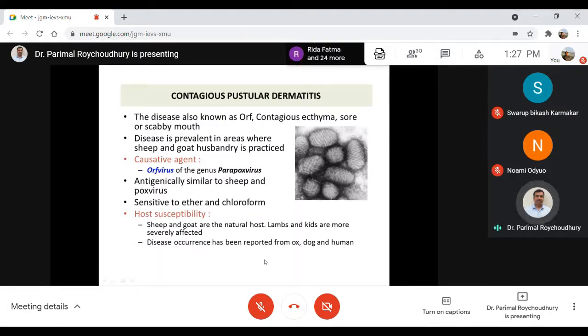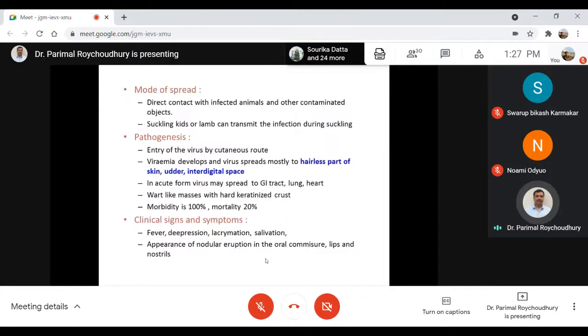So basically, you find these infections in sheep and goat, which are the natural hosts. However, accidentally, it has been seen in ox, dog, as well as in humans. These are incidental hosts only. The mode of spread is mainly direct contact. The infected animal sheds the virus, and through contaminated objects it can be transmitted. Particularly the suckling kids may get it from the lamb during the suckling process, okay?